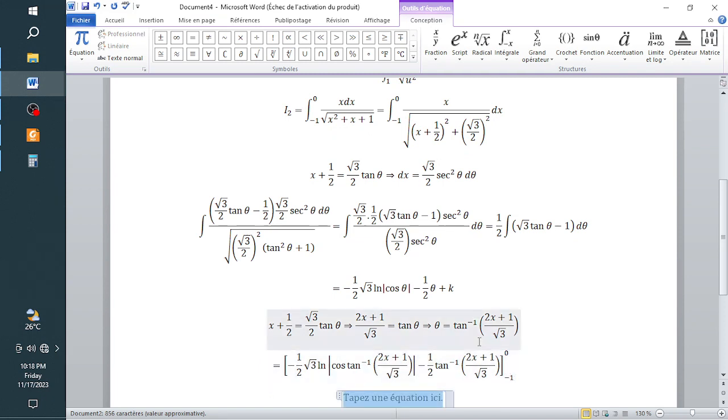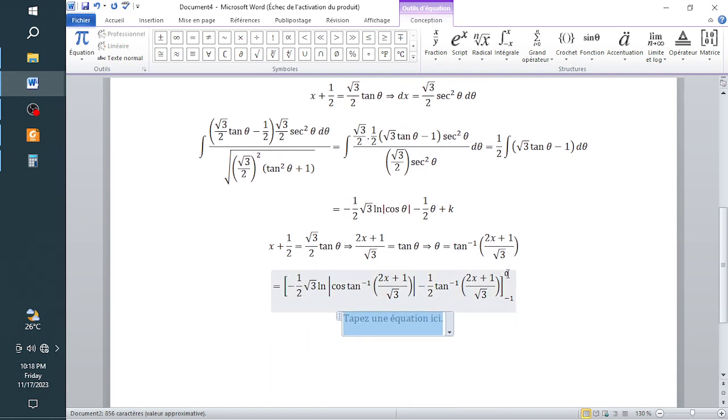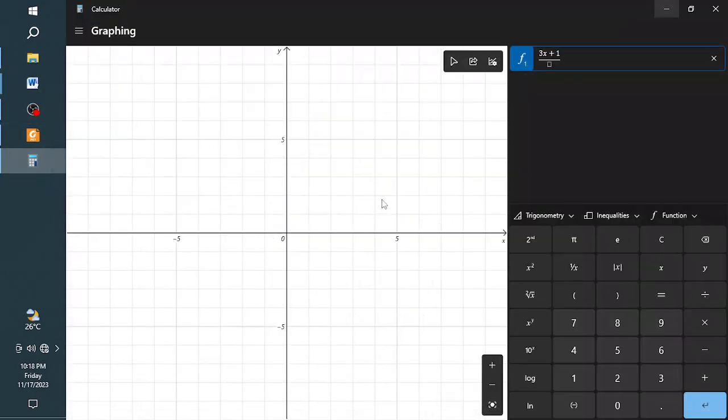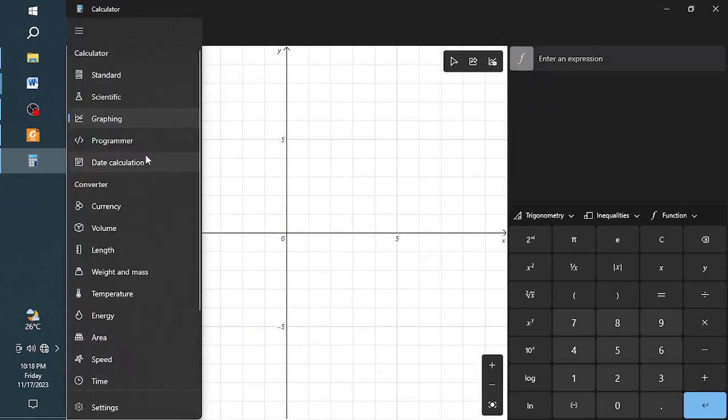Let us fit the upper limit. If I replace x with 0, I simply have here tan inverse of 1 on root 3. Tan inverse of 1 on root 3. I don't know if it's 30 or it's 60.